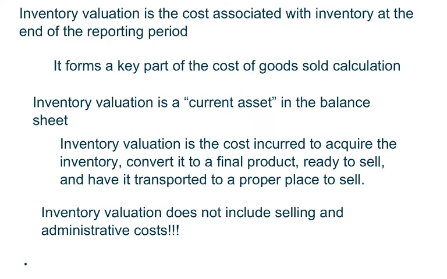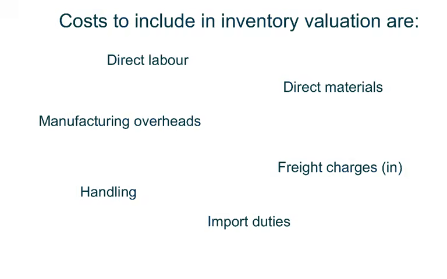All right. So we are saying it's the cost to acquire. So it's the purchase price, and the conversion cost to get it to a final product, to get it ready for sale, and have it transported to a proper place to sell. So you can include all of these costs in your valuation, but you can never include your selling and your admin costs. These can never be included in your inventory valuation.